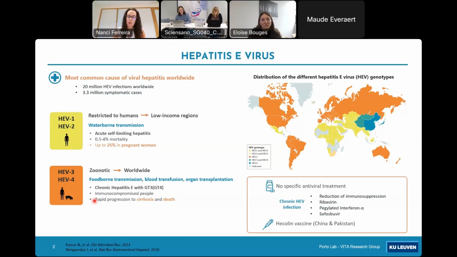The main issue is that we don't have a specific antiviral treatment to treat the infection with this virus. The current off-label options that are used to treat chronically infected patients are often not effective in clearing the virus, or they are not suitable for the clinical state of the patient. There is also a vaccine, but it's not available worldwide and also doesn't protect against all genotypes.